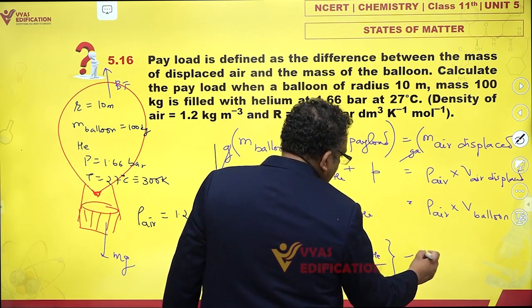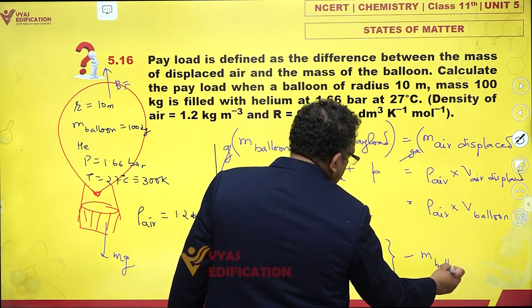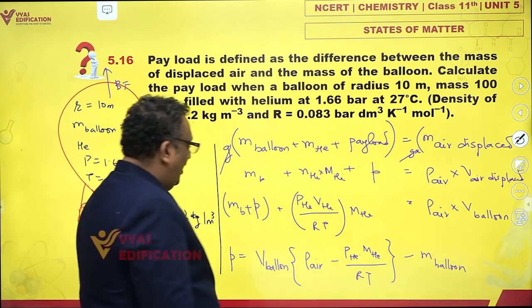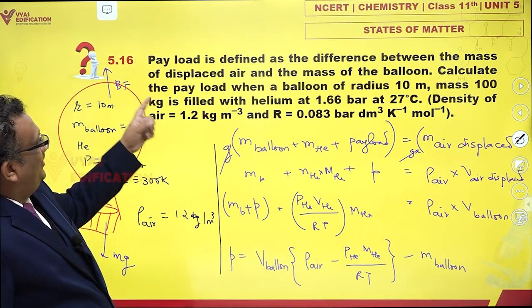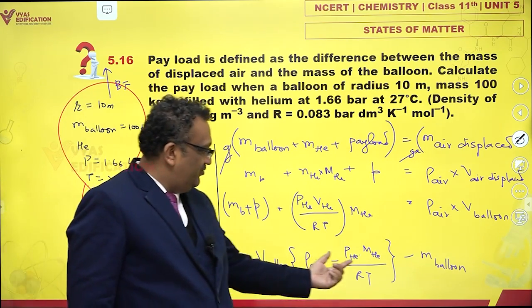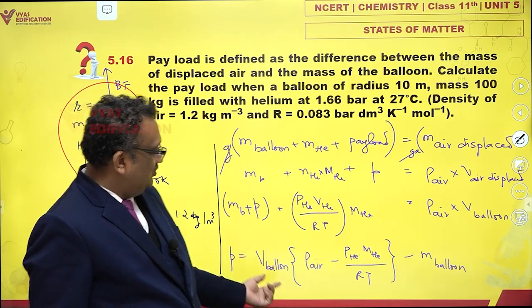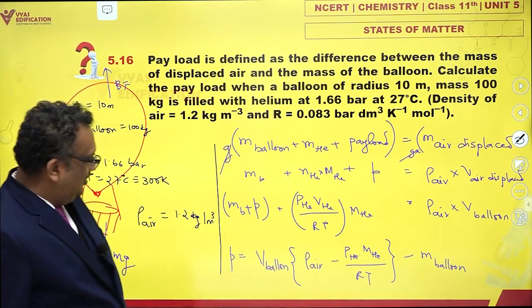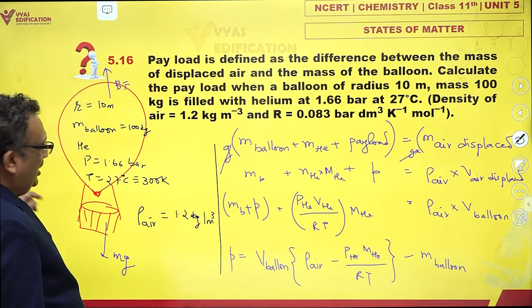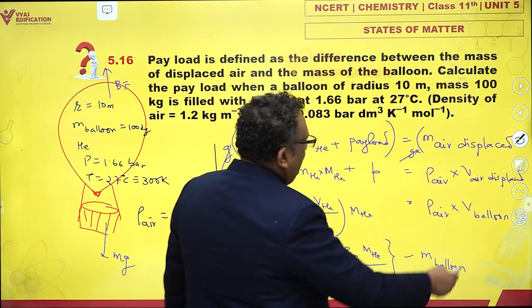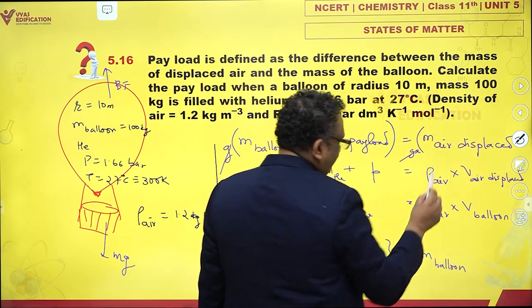Minus mass of balloon. I have got a formula for payload, right? It is the difference between the mass of displaced air and the mass of balloon. Can I substitute? Well, this is all I can do, so let us do that. How much would that be? Let's calculate.